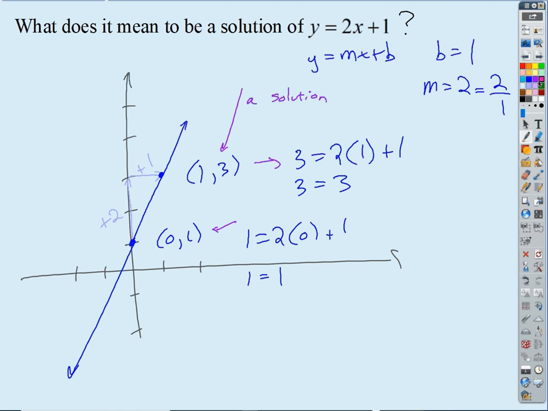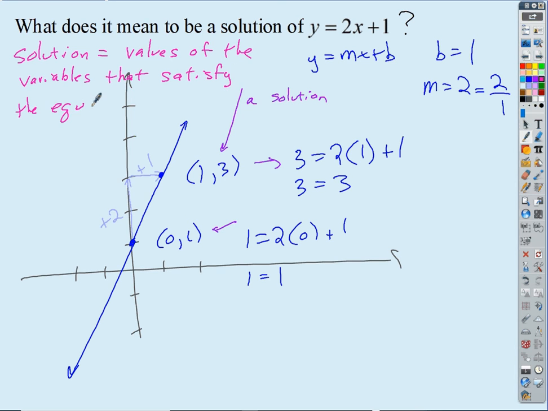Here's our simple definition. A solution equals values of the variables that satisfy the equation. What's it mean to satisfy the equation? Make it work. And make it true.